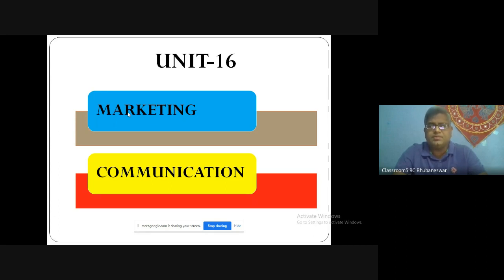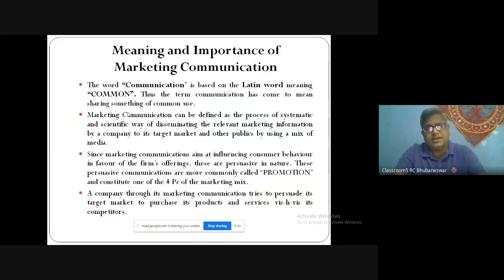The first topic, unit 16, is marketing communication. My dear students, if you talk about communication, we have already covered it. Communication is basically a Latin word derived from common, meaning something which is common to use. But in marketing communication, in a scientific way, the marketing information is communicated by the company to the target market. The target market is the stakeholder, the consumer. And promotion is another important aspect in communication, and this is also a part of the four P's of marketing.